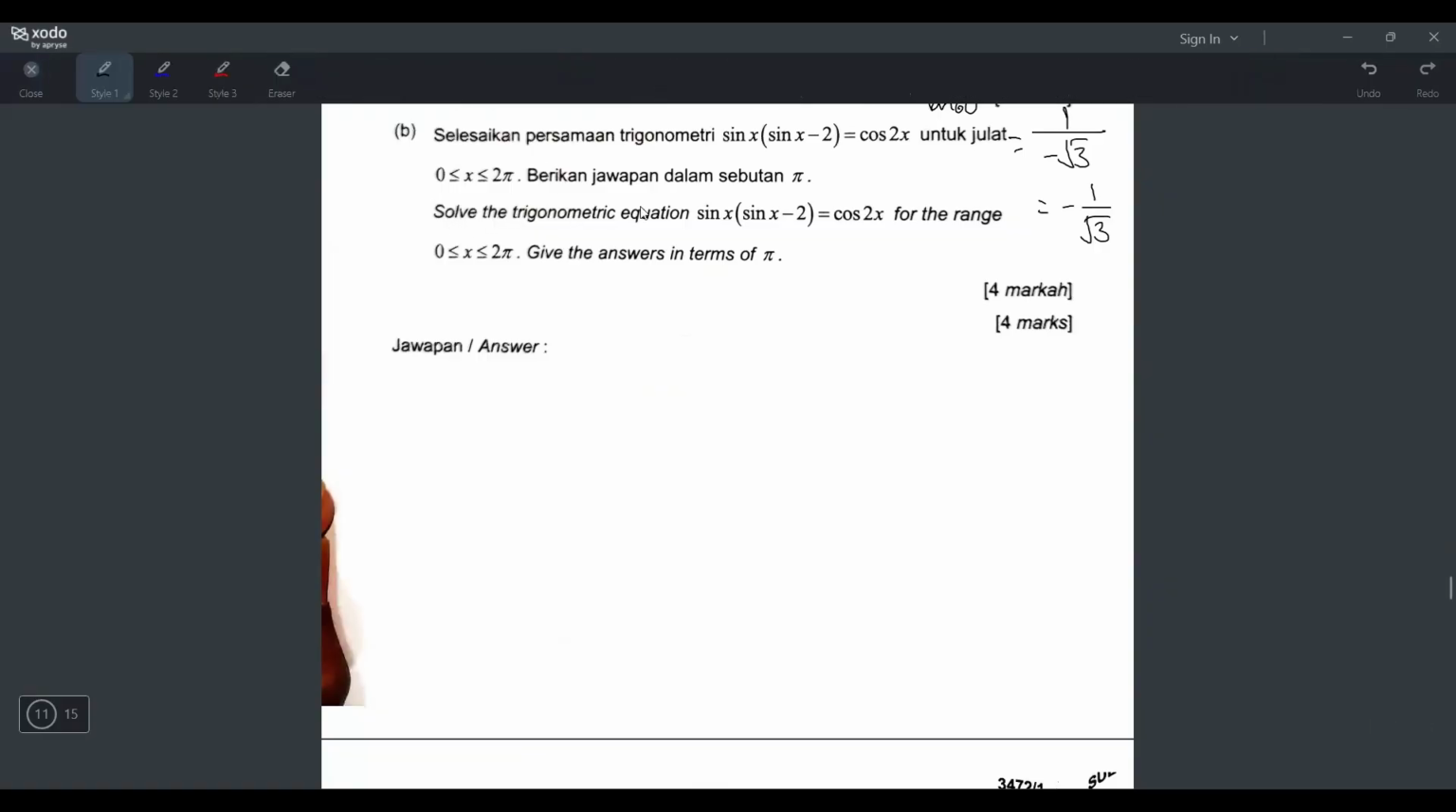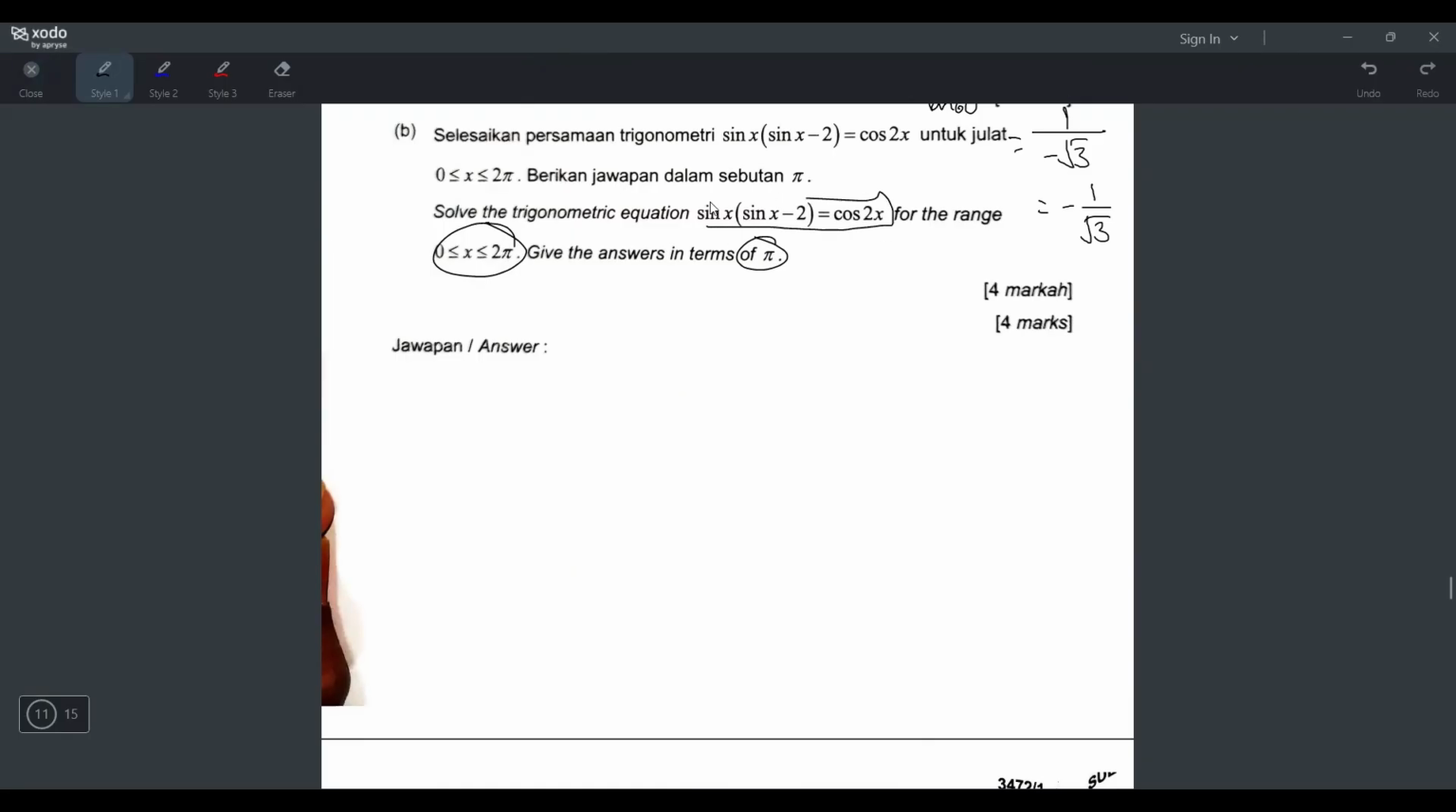Okay, B, solve the trigonometric equation, for the range 0 until 2 pi, give the answer in terms of pi. So later your answer would be between 0 and 2 pi. It means they want it in radian. And they also want it in terms of pi. Okay, this is a bit different. They want it in terms of pi. Okay, it's okay.